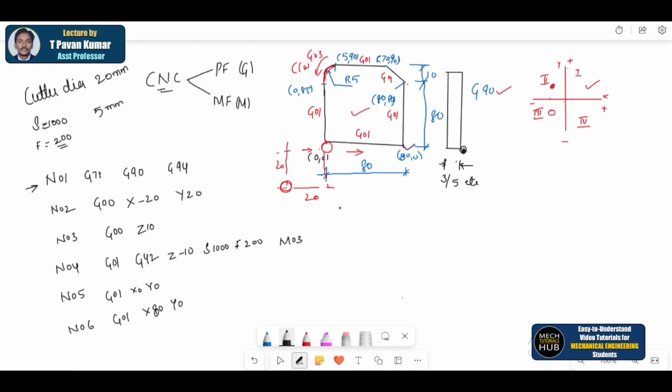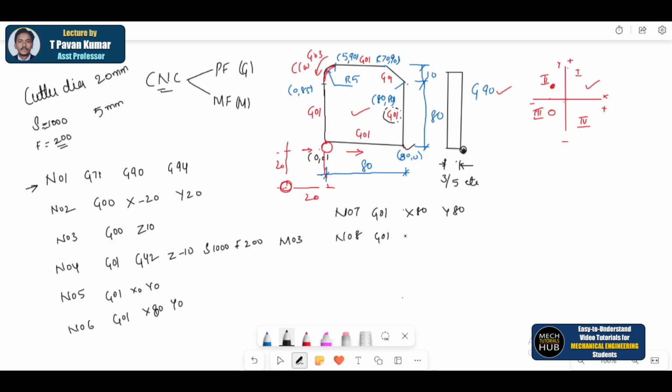Now the next one, N07, from here to the next point, G01 again. The command I have already written on the plate or the profile itself. X80 and Y80. Okay, X80, Y80. Now N08, and now it is all about a preparatory function.